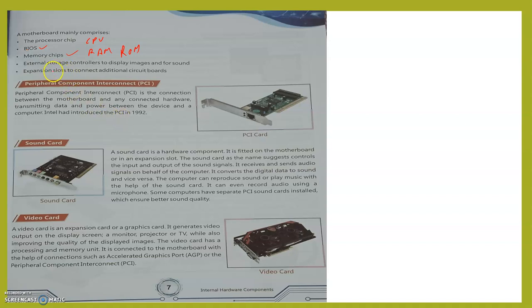Internal storage, external storage, controllers to display the image, and for the sound, basically expansion slots. Each and every device we will discuss later on. Okay, so the first internal hardware component is the peripheral component, that is known as PCI slots. This is known as PCI slots.